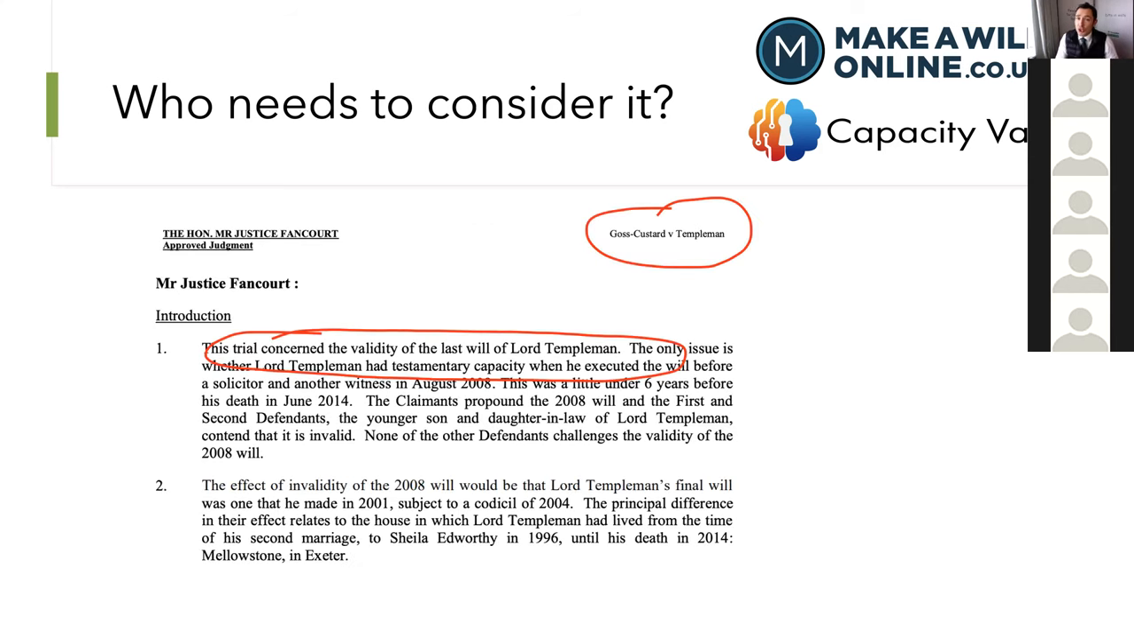Just as a little aside about who should consider testamentary capacity, this is a cutting from a case from 2020, Goss Custard versus Templeman. Now, I asked you to remember the name of the judge, and this is that very same judge's will that was contested at court on the grounds of testamentary capacity. He made a will. It wasn't a deathbed will. It was 7 years before he died. He may or may not have been unwell. He almost certainly would have been elderly if he was already handing down judgments in 1977. But nobody is immune from testamentary capacity challenge, and that just goes to show.